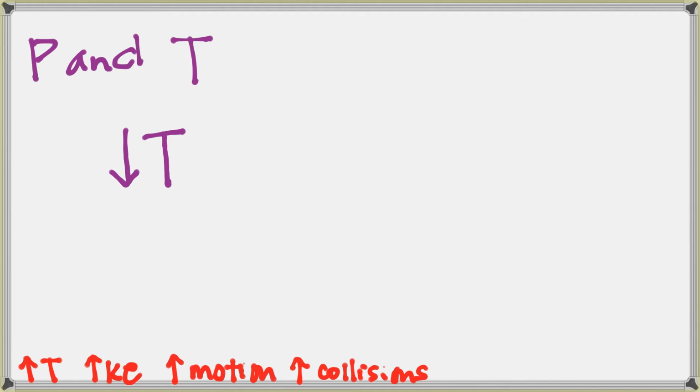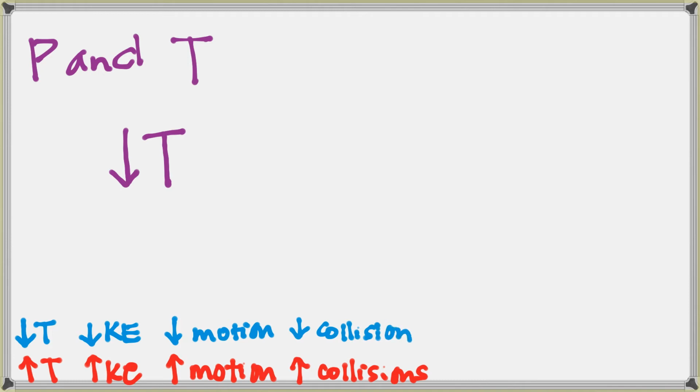So if we lower the temperature, you get a lower kinetic energy. Kinetic energy goes down. Motion starts to slow down, which means the particles slow down, and you get fewer collisions on the wall of the container. All right. So let's go back.